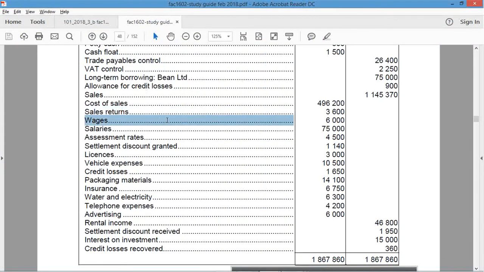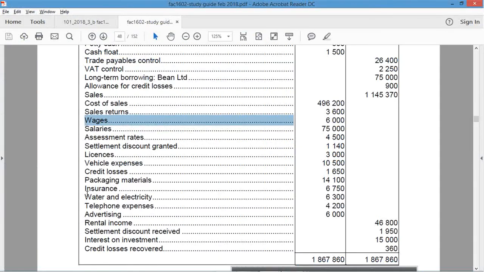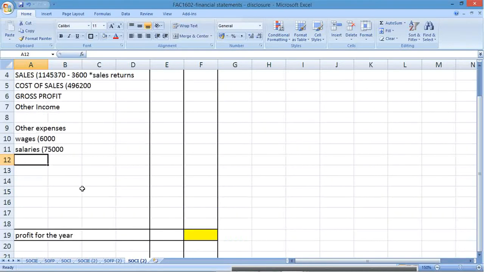Wages, expense, salaries, expense. Yes, so where would they go? Other expenses. Okay, 6,075. Assessment rates, expense. Yes, 4,500. I'm just going to call it rates.